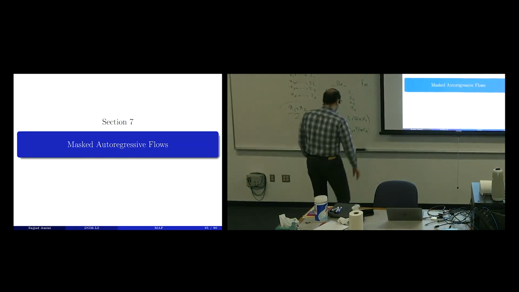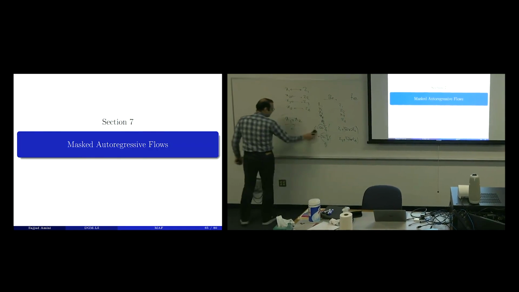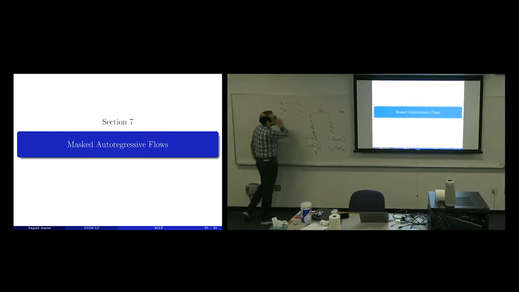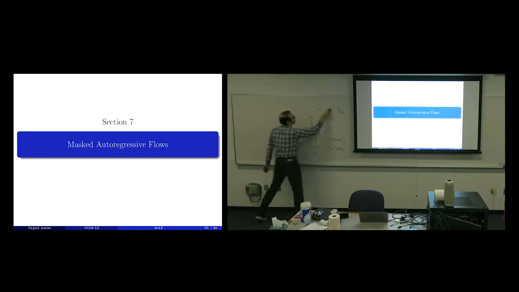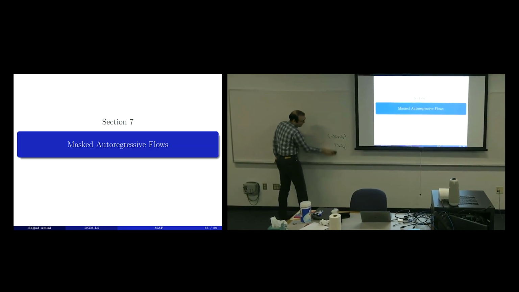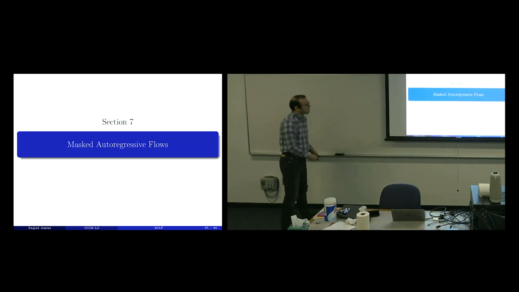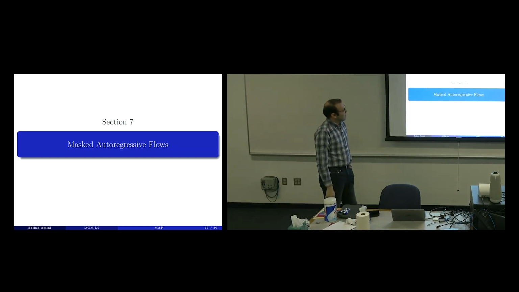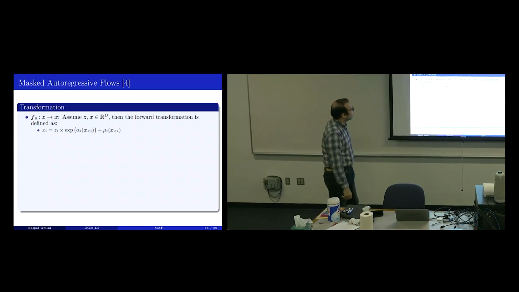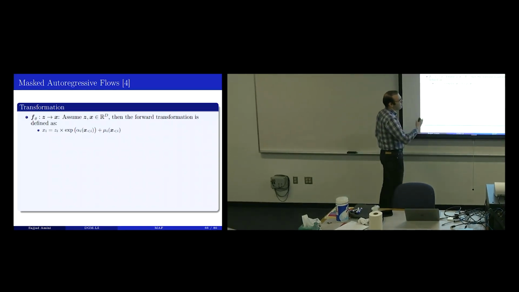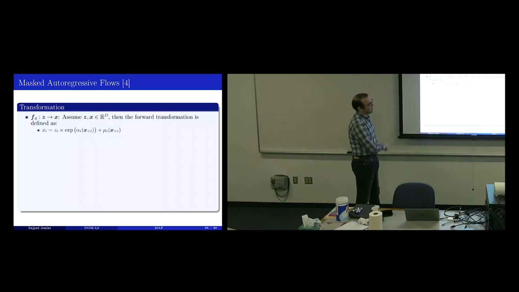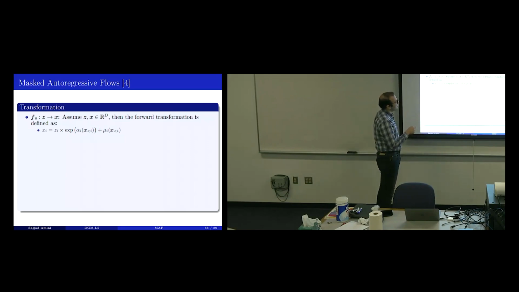Okay, let's talk about another interesting flow model, which is also related to our previous models, the autoregressive models, and they are a really nice formulation for the inverse transformation method. We want to talk about masked autoregressive flows. What happens in masked autoregressive flows? You just know the forward and the reverse transformation. The forward transformation is as this formulation.